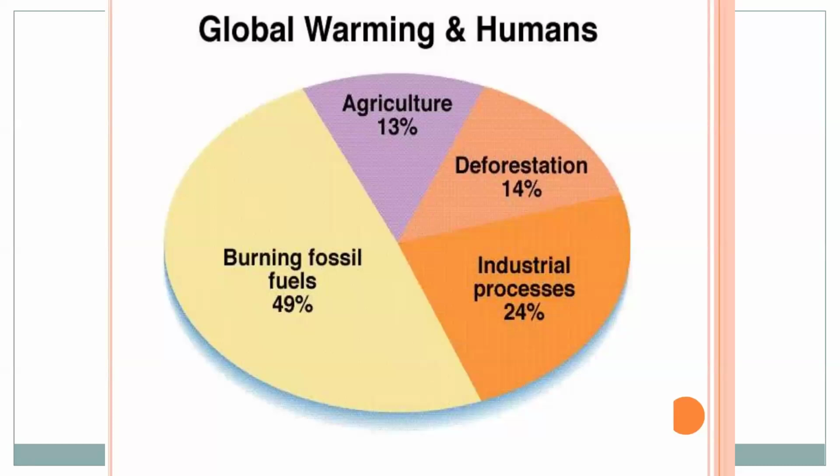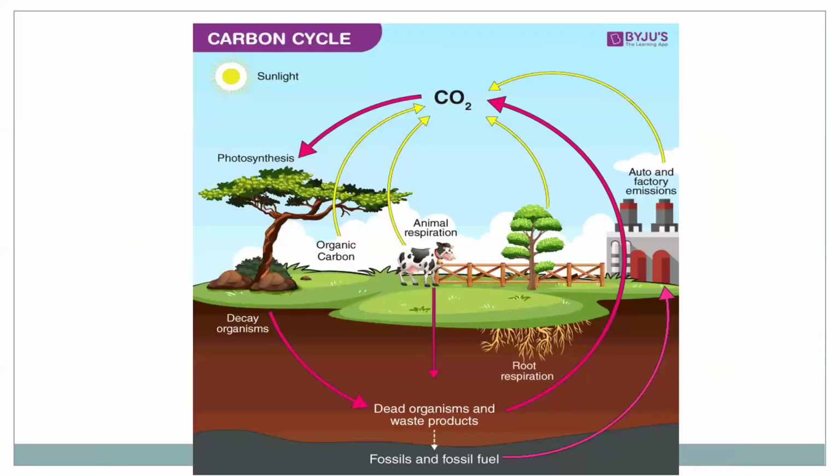Global warming, how humans contribute. Burning fossil fuel, 49%. Agriculture, 13%. Deforestation, 14%. Industrial process, 24%. These two are usually combined, because burning fossil fuel also happens within the industrial process.